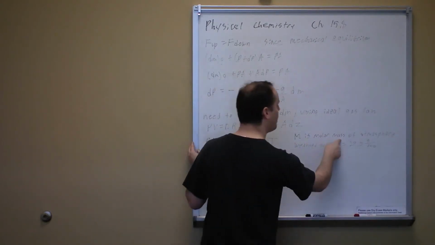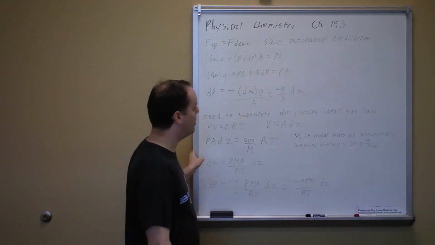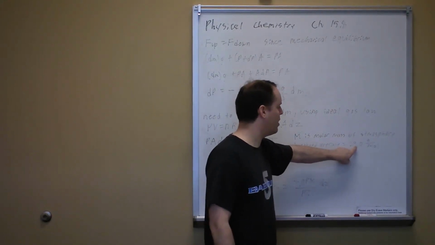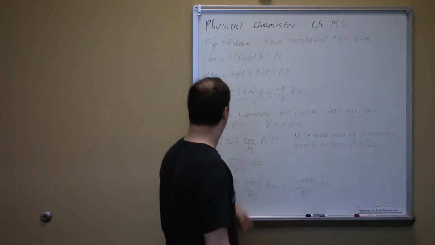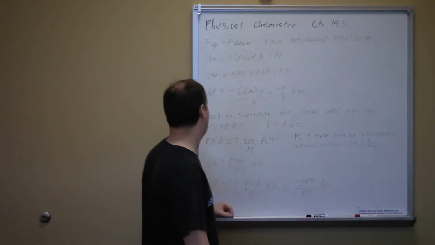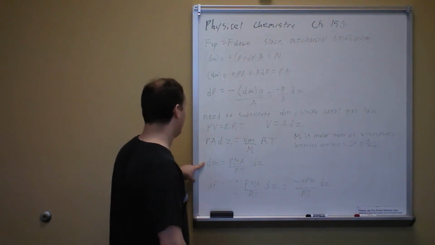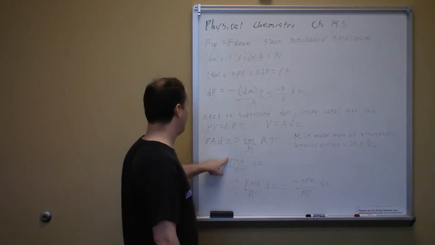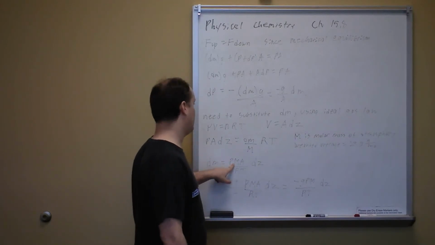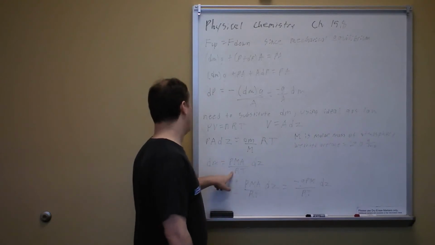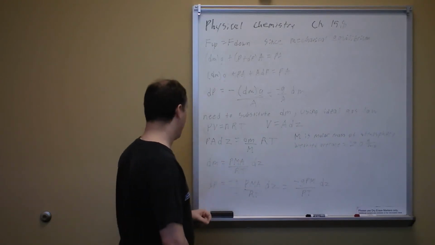And remember, the atmosphere has nitrogen, oxygen, and many others, so to use the right number, it needs to be a weighted average. It comes out to about 29.0 grams per mole, although realistically you might want to do that in kilograms per mole. Solving this for dm, we have dm equal to pressure times the molar mass of the atmosphere times the area divided by RT times the differential of height.